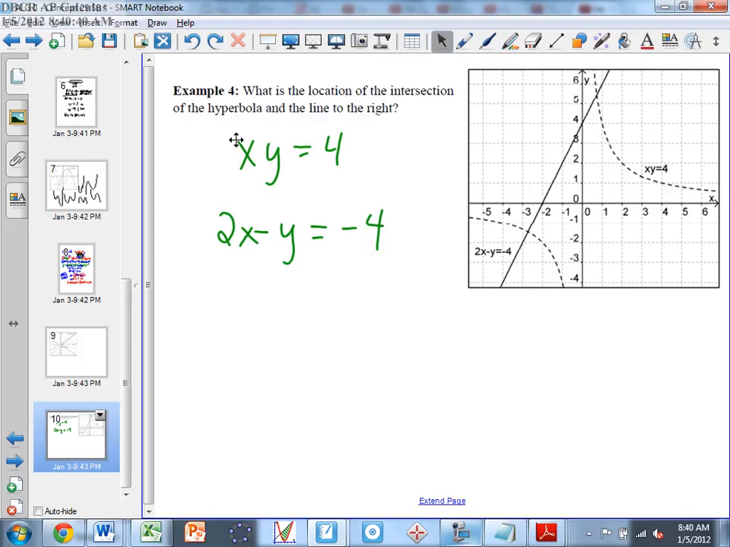So for that reason alone, I'm solving in the first one. Okay? So in the first one, I'm going to solve for y. And there is a reason I did this. It's not just for fun. So solve this for y. Divide by x, divide by x. This becomes y equals 4 over x. Again, divide by x on both sides. The x's cancel. You get y equals 4 over x.